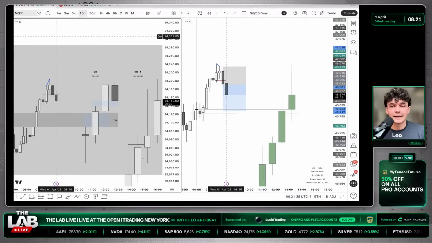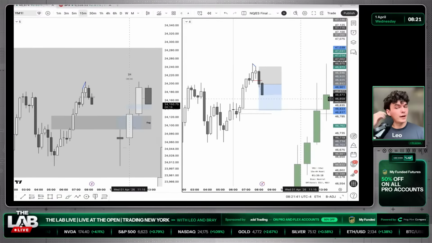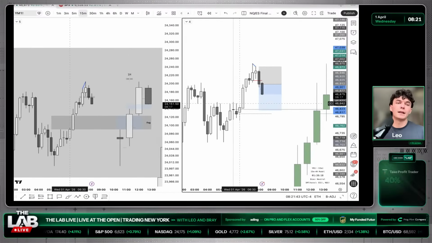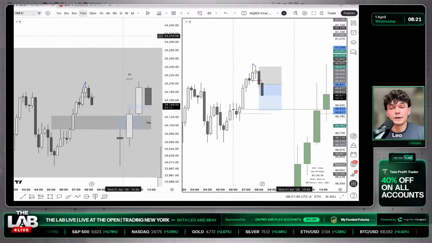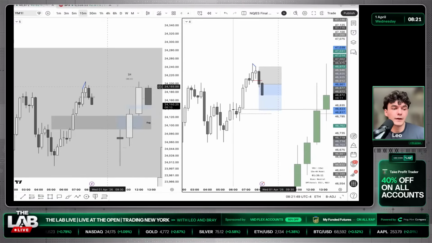There goes Nasdaq here. Nasdaq and YM getting much weaker off this. So that's the 1.5. I just want to see how YM reacts to this imbalance. But shorts do look decent here off this SMT, and we're inside this higher time frame fair value gap.